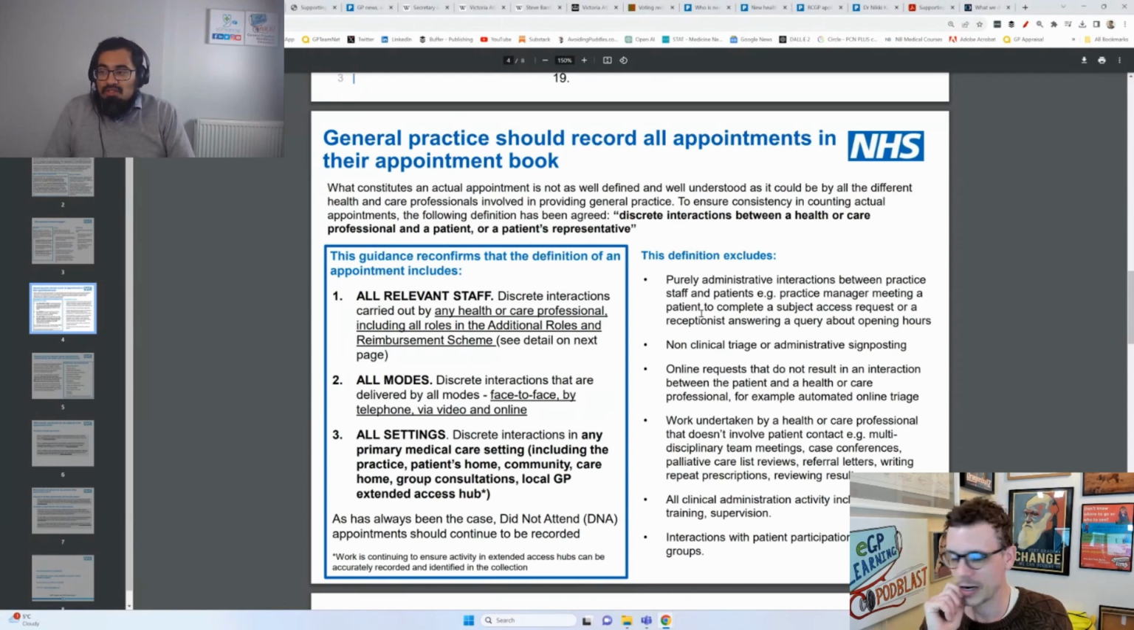Online requests that do not result in interaction between the patient and the healthcare professional, for example, automated online triage. So I guess this is the AI mechanisms that automatically do stuff in the background, which some providers give, some don't. But basically where there's activity that hasn't resulted in a clinical interaction in one of the 6 modes that we'll come to in a bit.